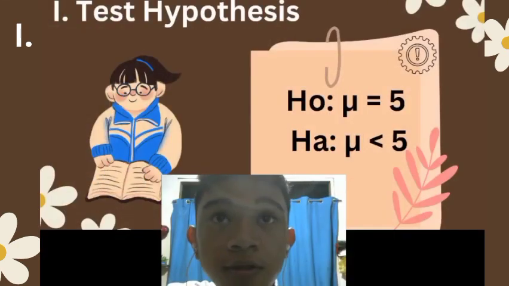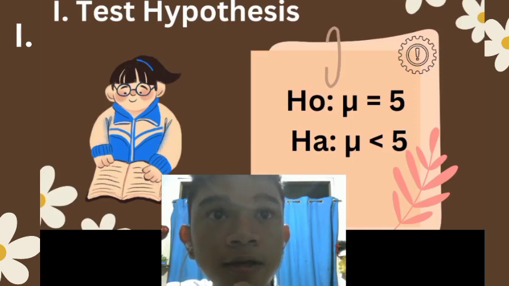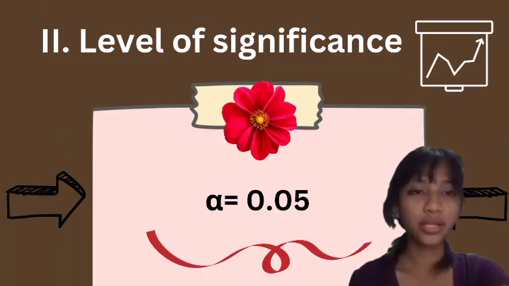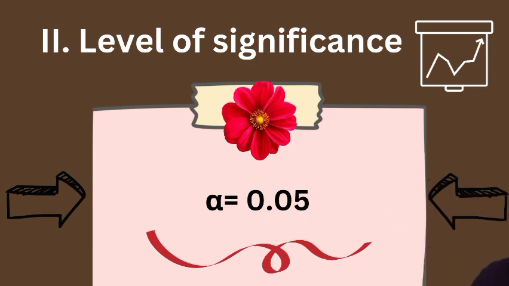So this is the test hypothesis, step number 1. H0 means the null hypothesis and Ha means the alternative hypothesis. H0 such that the mean is equal to 5 and Ha such that the mean is less than 5. So we put the 5 which is the mean, and we must put the alternative hypothesis below the null hypothesis. For the level of significance, we're gonna use the 0.05.